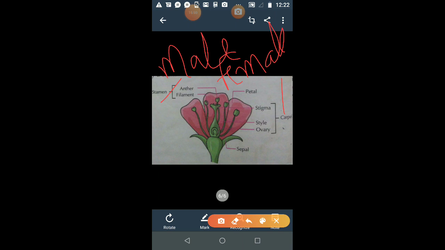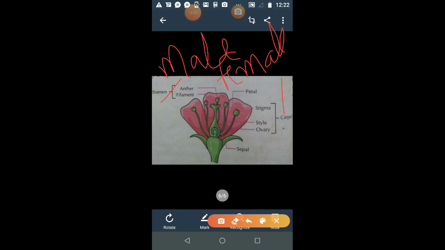So now students, understand the process of pollination. The process of transferring of pollen from one flower to another is called pollination.